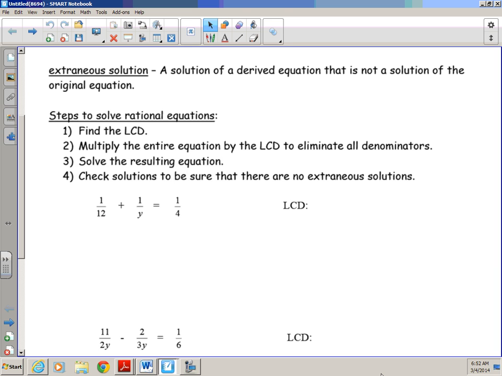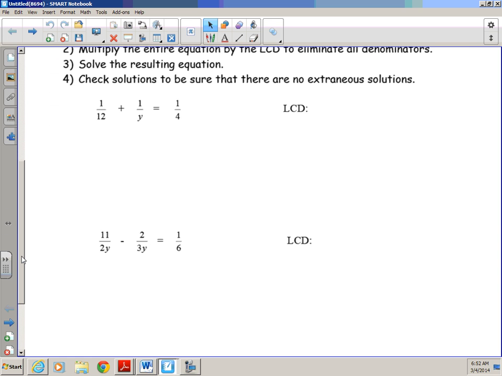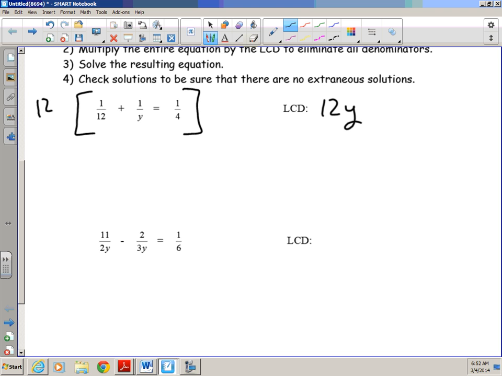Okay, so I have 1/12 plus 1 over y equals 1/4. Hopefully you realize that the LCD in this case is 12y. Now I'm going to multiply all three terms by 12y. One of the things I recommend is doing that off to the side here, because when you try to do it within the context of the original equation, it really does get messy. It's not a question of understanding or knowing what you're doing. It's just a question of trying to keep things organized.